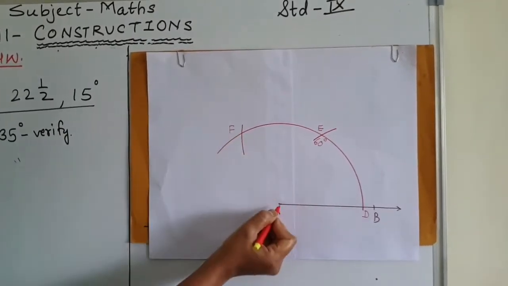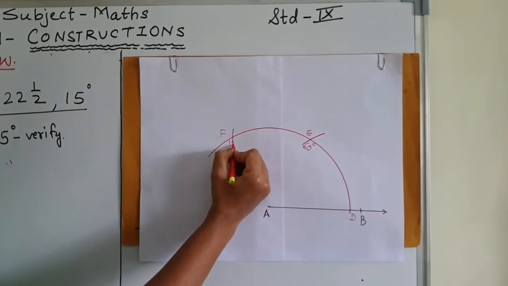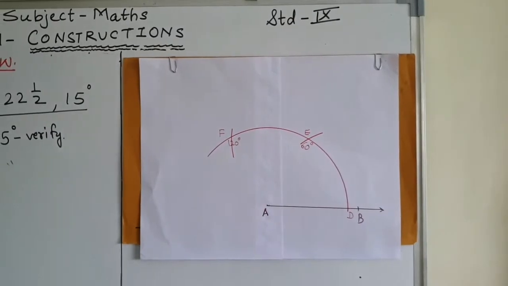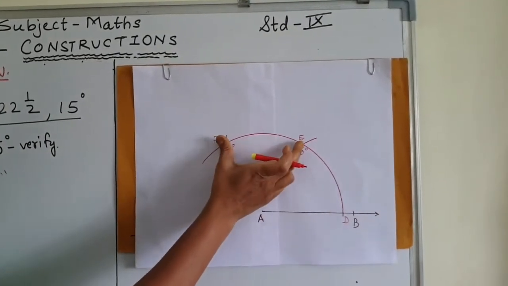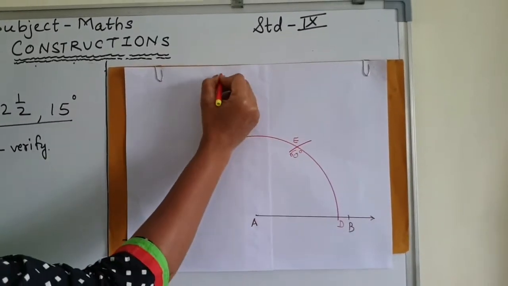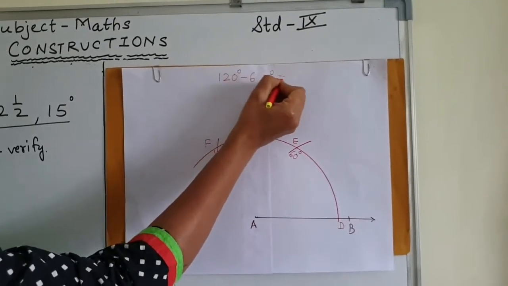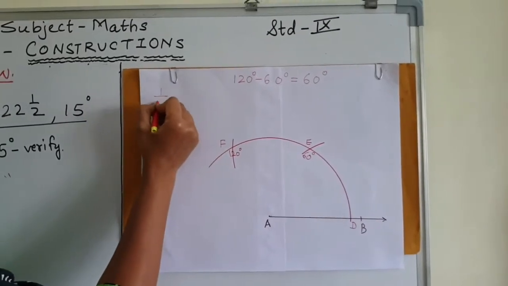So total from the initial point what do we get here? 120 degree, right? Now if you see here 60 and 120, how much degree is between 120 degree and 60 degree? You can see here 120 minus 60 gives us 60 degree. Now what is half of 60 degree?